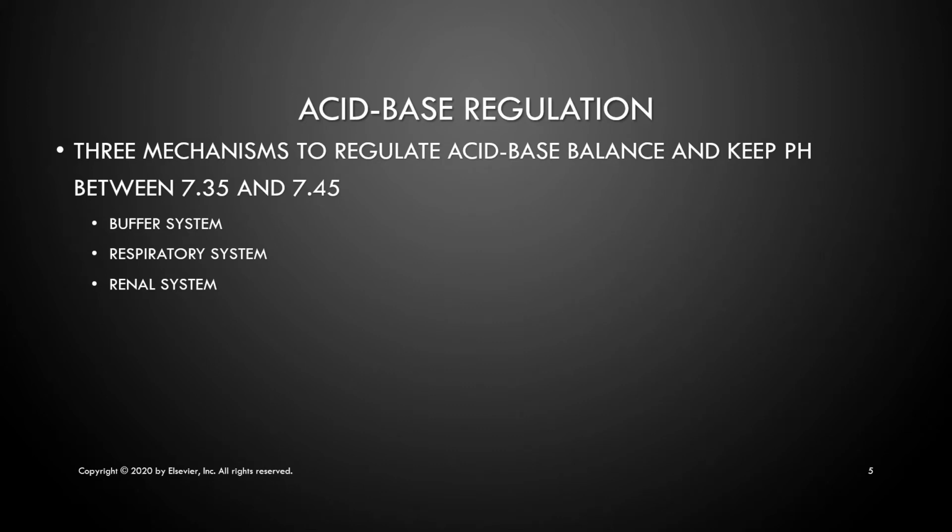So we have the buffer system, which works really quickly. It either holds on to a hydrogen ion or it pushes one out or releases one. Then you've got the respiratory system that is either holding on to that carbon dioxide and combining it with water to make the carbonic acid, or it's releasing the carbon dioxide so that we are releasing the acid, whichever one is needed. And then you've got your renal system, which is excreting the extra acid and holding on to that base in order to help our bodies reach that homeostatic status.